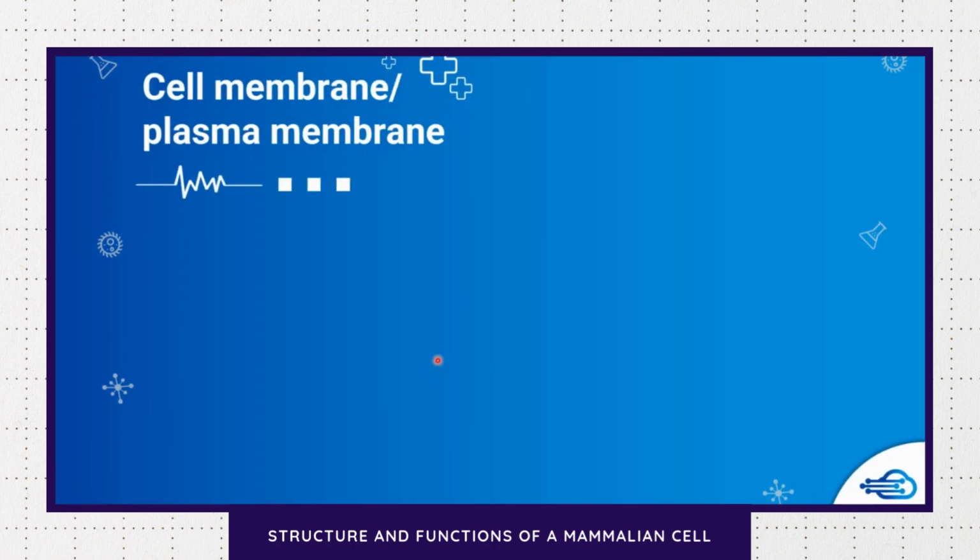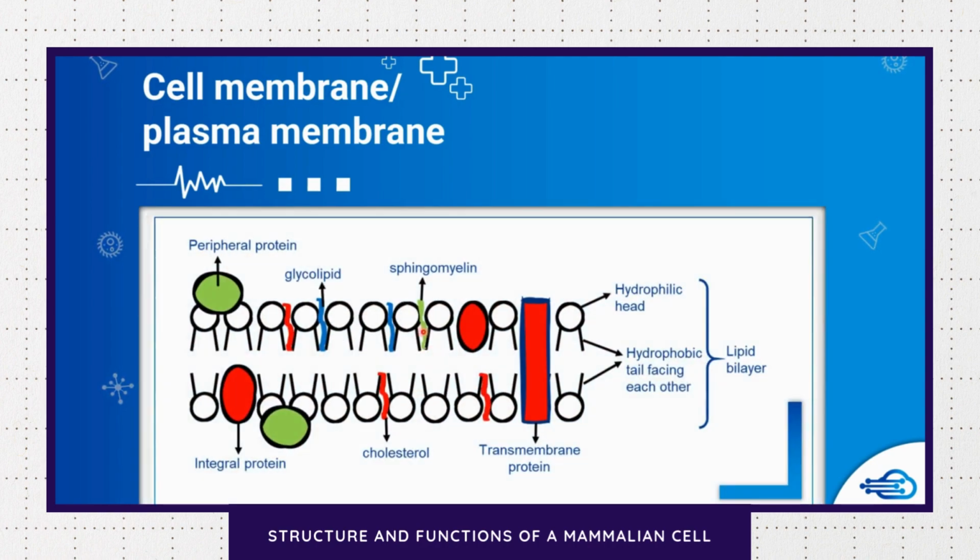So first let us consider the cell membrane or the plasma membrane. Cell membrane or the plasma membrane is the lipid bilayer which is surrounding the cell. This lipid bilayer is formed of two layers of lipid, hence the term lipid bilayer. Why this is important is because each lipid has a hydrophilic end, which loves water. Philic means loving water, and a hydrophobic end, which does not like water.